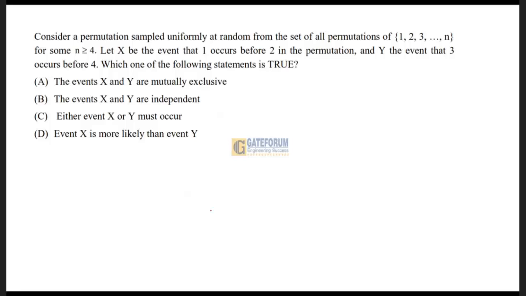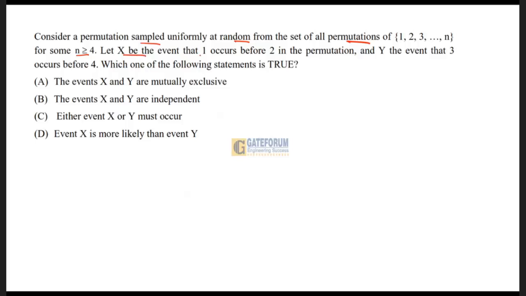The following question is as follows: consider a permutation sampled uniformly at random from the set of all permutations of 1 to n for some n greater than or equal to 4.